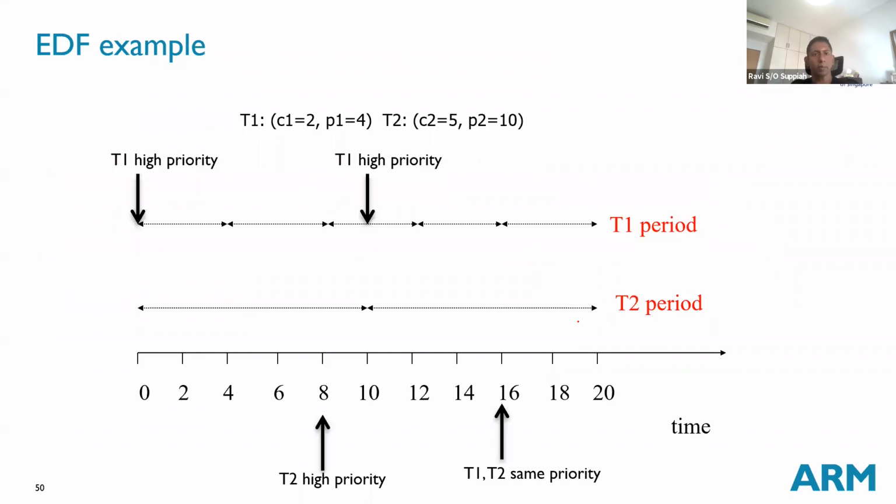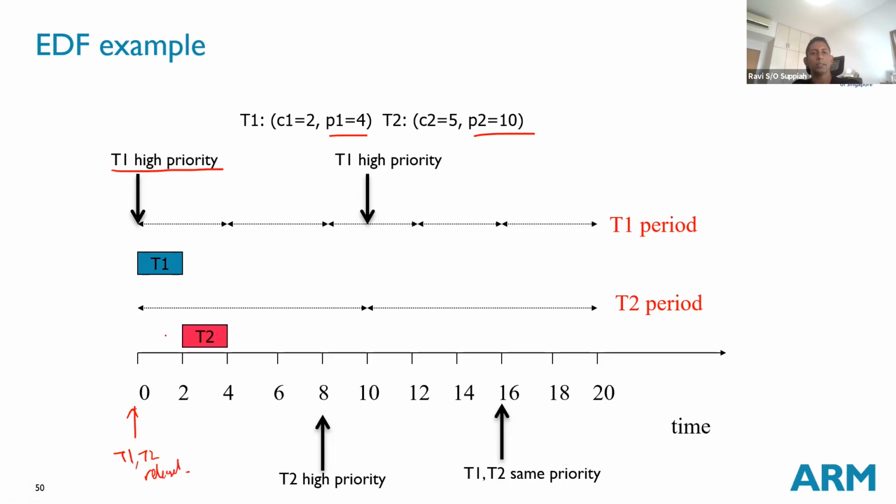Let's look at an example and see how it works. Currently I have 2 tasks, T1 and T2. Since task 1 has an earlier deadline than task 2, task 1 will initially be given the high priority, so task 1 will run first. Task 1 will run for 2 units, and after that task 2 will run. We assume that both tasks are released at the same time, at time t equals 0.